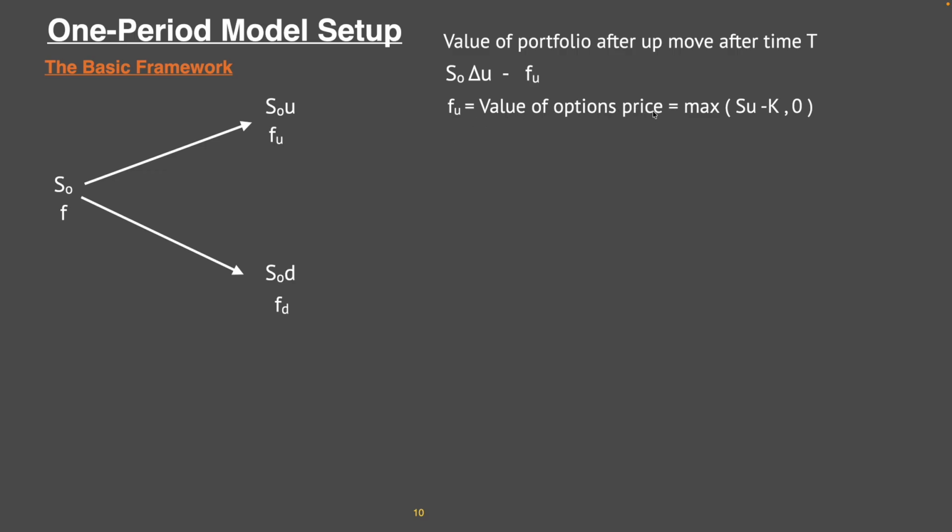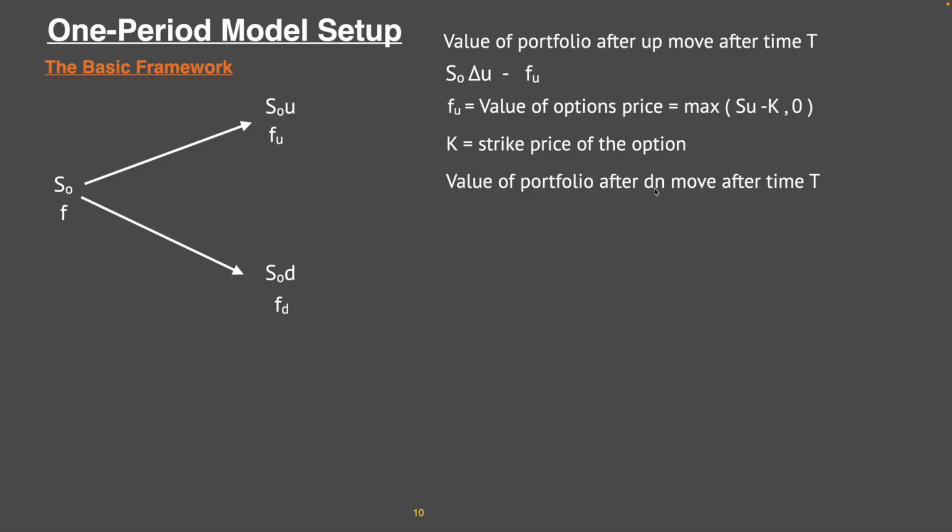Fu is the value of the option price. So how are we going to find out the option price? It is the maximum of Su minus K. What is K? K is the strike price. So Su minus K, comma, or 0. So if Su minus K is positive, then Fu will be a positive value. But if Su minus K is negative, meaning the value of Su is less than the strike price, then the value of the option will be 0, where K is the strike price.